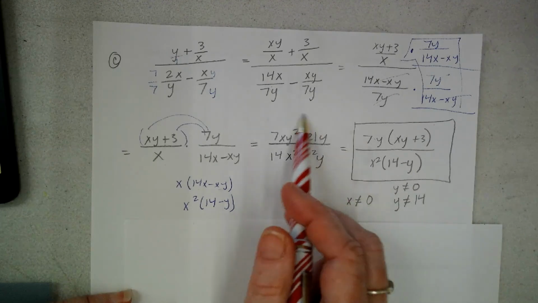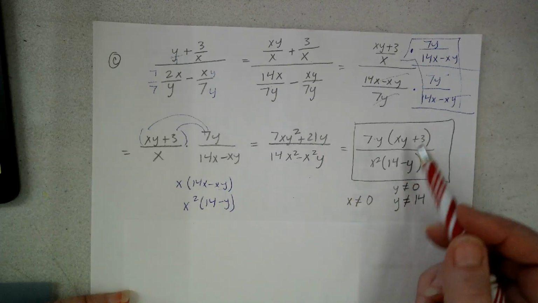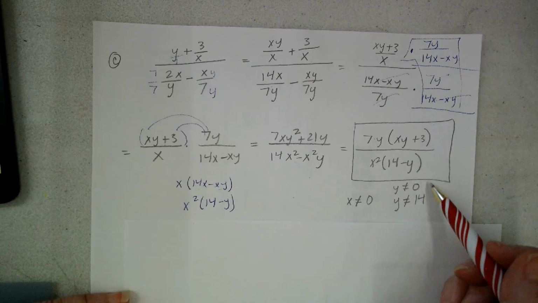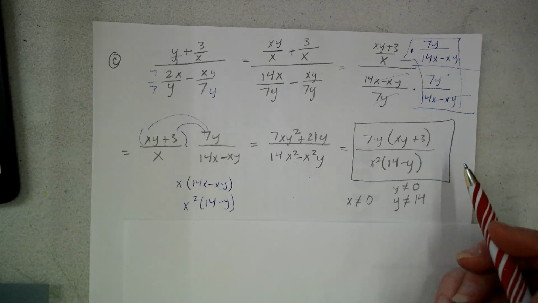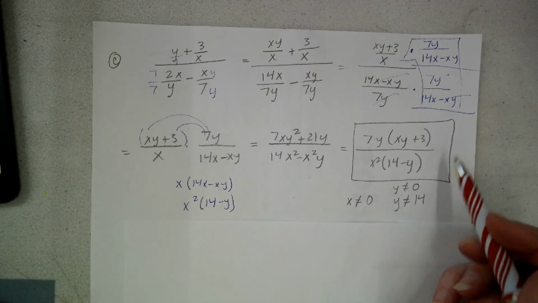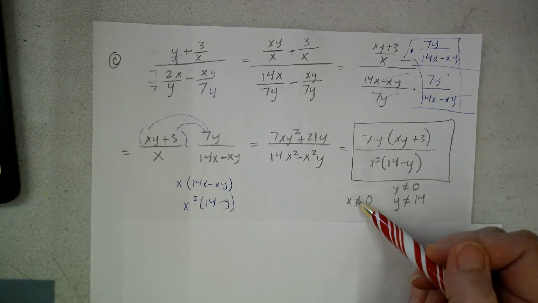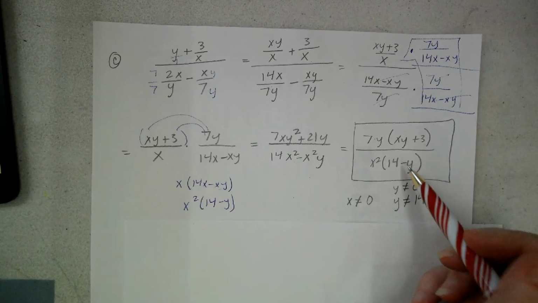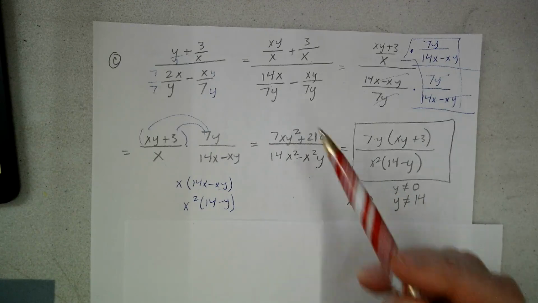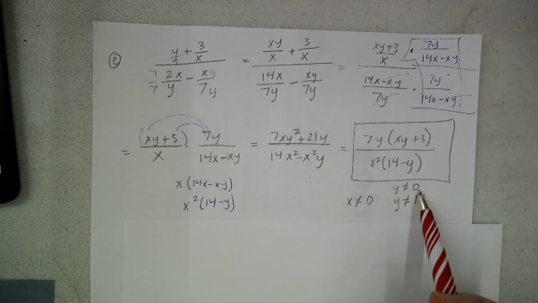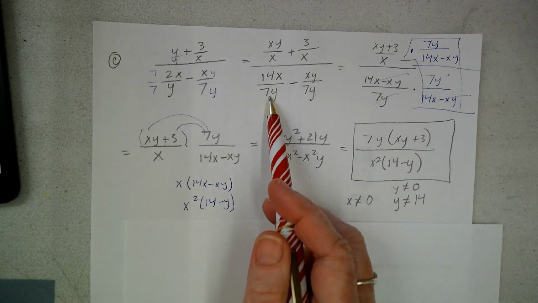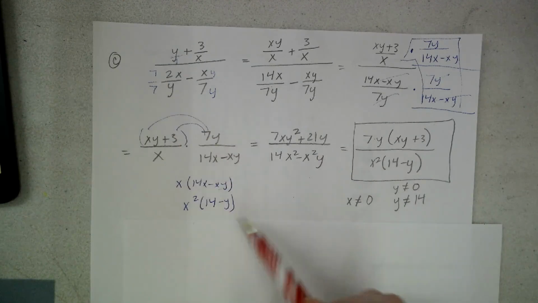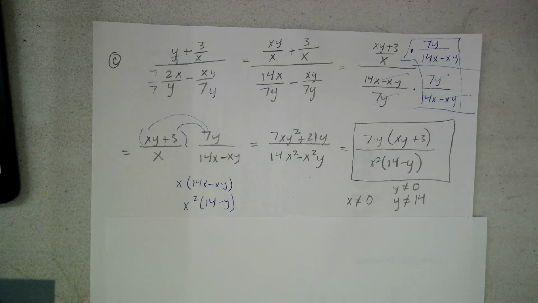But now I see that having it factored allows you to see what values you want to exclude. So I can see from here that x can't be 0, and I can see from here that y can't be 14 because that would zero it out. And then from up, where was it? y can't be 0 because that would zero out this. It would make zeros in some of the fractions. And so that's it.